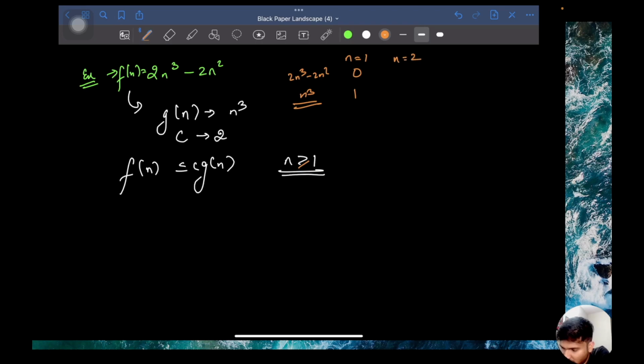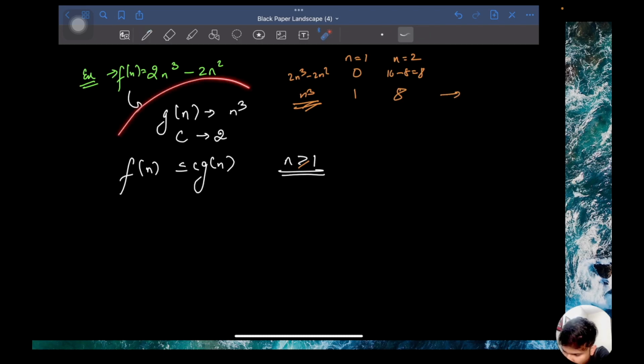If n is equal to 2, this is 2 into 2 into 2, that is 8, into 2, 16. 16 minus 8 is 8. Whereas n cube is what? 2 into 2 into 2, that is 8. And now everything beyond this is going to be greater, right?